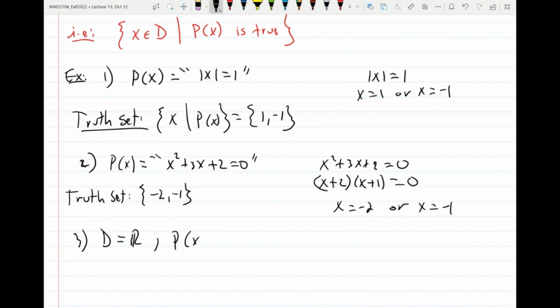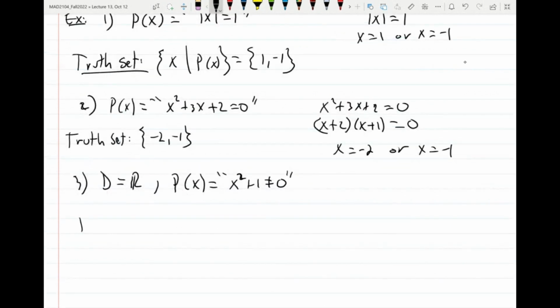And as our last example, again, let me specify the domain is the real numbers. And let's say our p of x is x squared plus 1 is different than 0. What's the truth set in here? All real numbers. So the truth set can be the whole entire domain, right? In other words, that's like saying for all x, p of x is true. If that's a true statement, then the truth set is the entire domain.